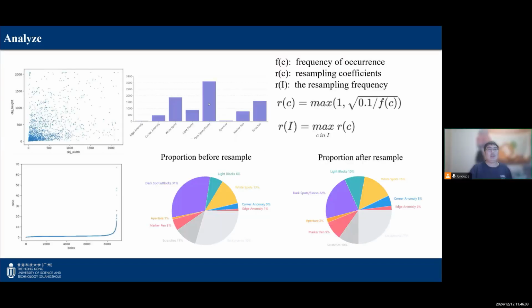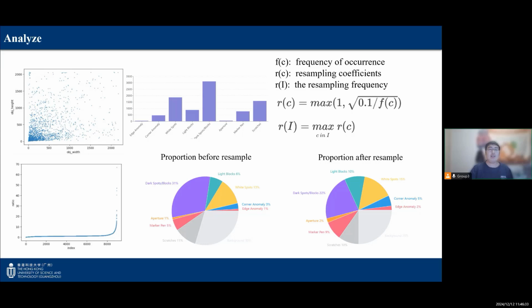Let me introduce our algorithm. We found that in the dataset, the size of objects is non-uniform, with a higher proportion of small targets, and the ratio of length to width varies greatly. In addition, imbalanced sample sizes between different categories are very serious, which can lead to overfitting of the model in certain categories and underfitting in certain categories.